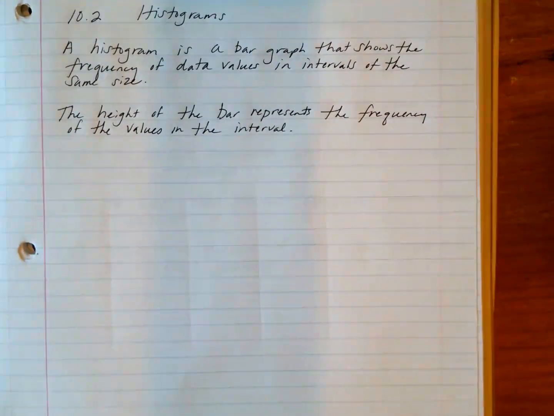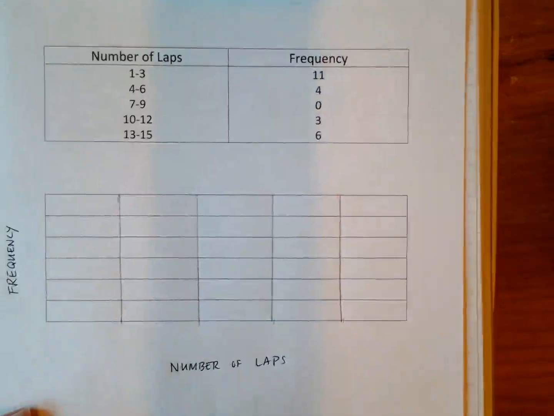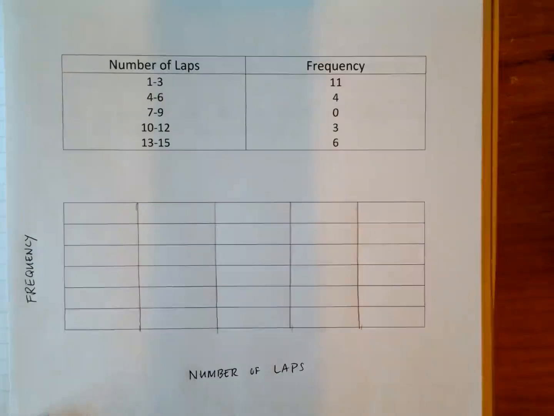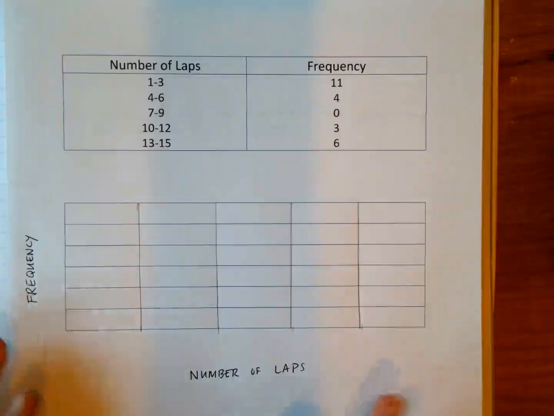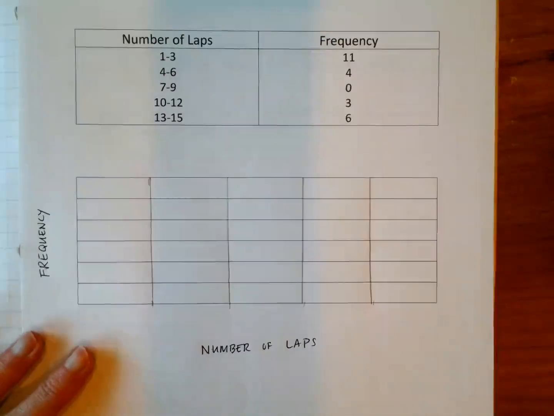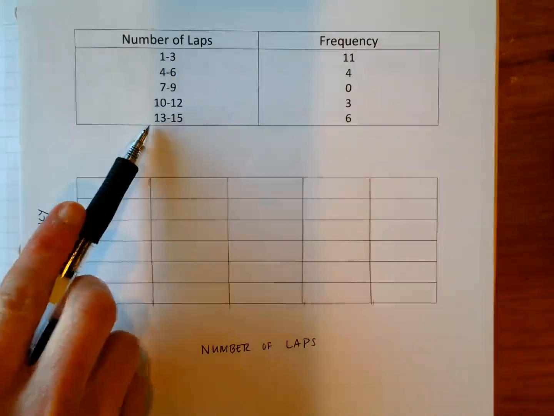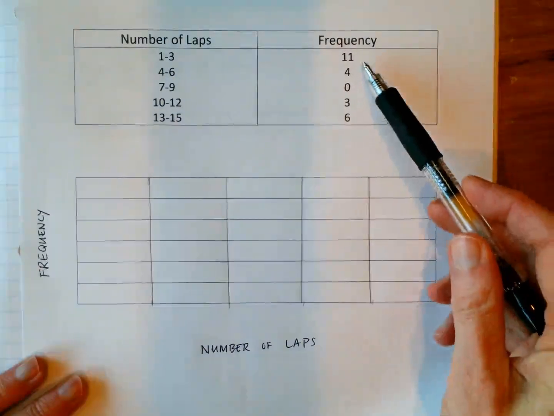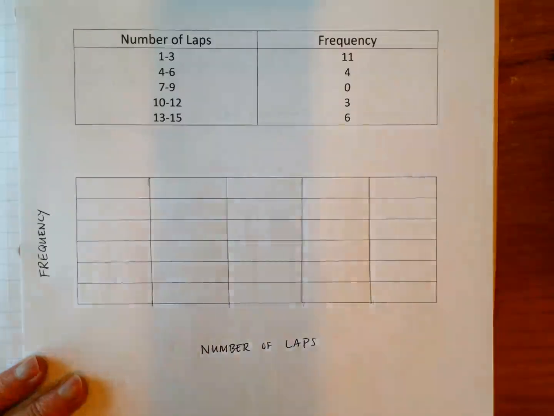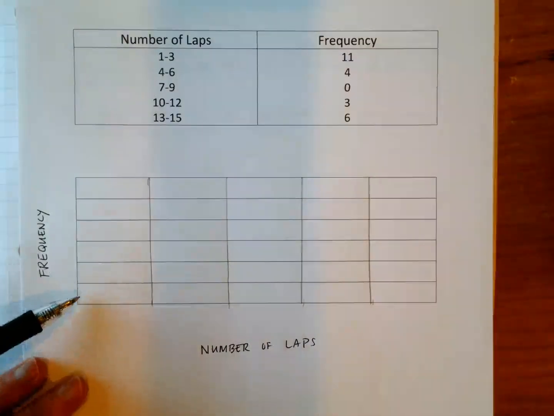All right, so in this example we've got the number of laps that the people in a swimming class completed in a day, and we are going to look at how we can display this data in a histogram. I've already got the data chart set up for us. I knew we were going to have 5 intervals because we had 5 intervals up here. And my highest frequency was 11, and I didn't want to go 0 to 11.